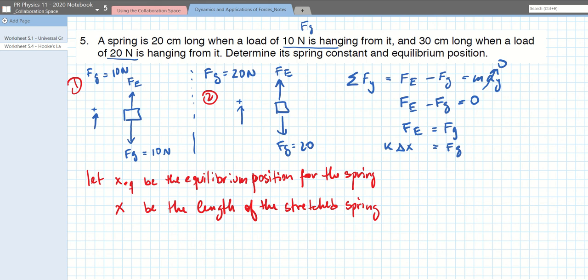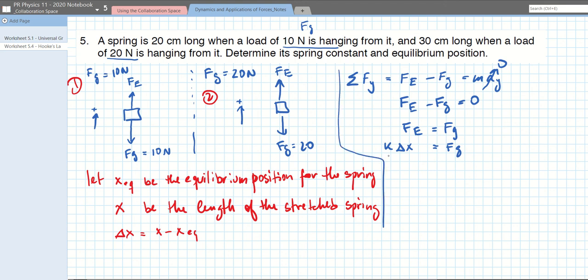So let's expand our F net equation a little further. Our delta x is going to equal x minus the equilibrium value, because x is going to be longer when it's stretched and the equilibrium is going to be the shorter value. You can also flip them around and take the absolute value, but in this case we don't need to do that. So let's add that into our F net equation: k times x minus x equilibrium equals Fg.